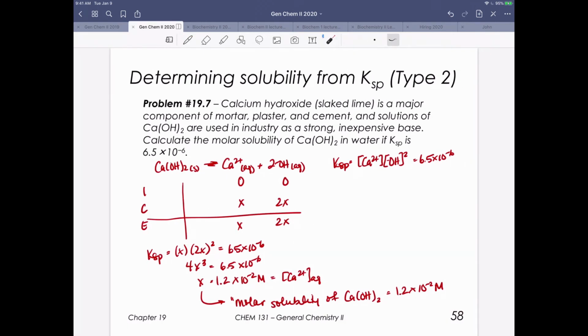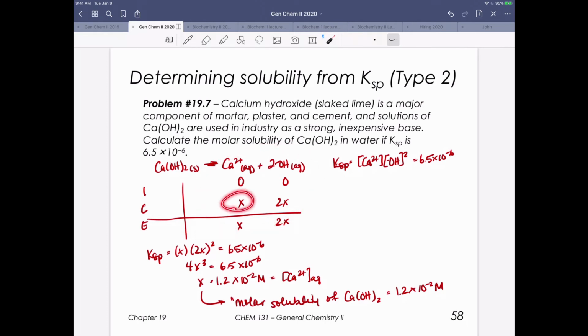Again, if you're getting stuck knowing where to start, always start out the same way. Write a balanced chemical equation for what's going on. Write an equilibrium expression. And again, this time they gave us the value of KSP because we want to solve for equilibrium concentrations. Set up your ice table.